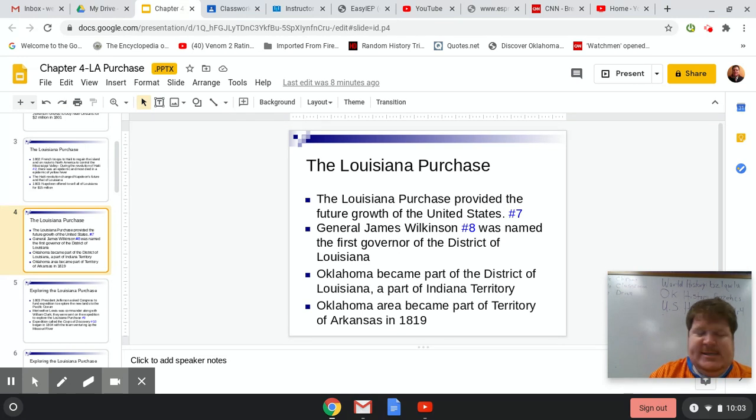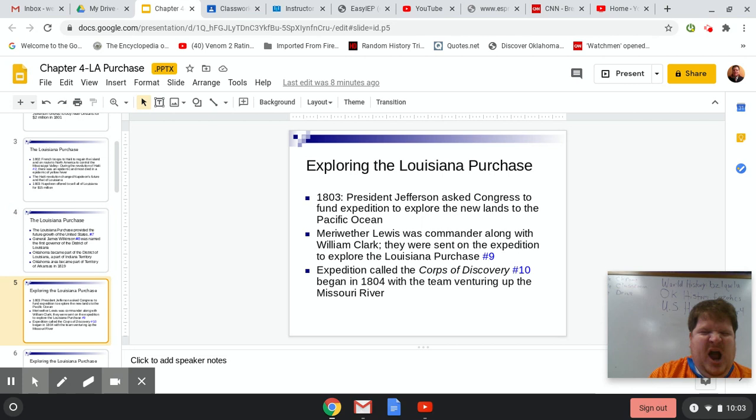But St. Louis is the capital of Louisiana. All right, so number 9 is right here. The expedition to explore the Louisiana Purchase, and then number 10 is right there, Corps of Discovery. So this is such a vast land that we've just inherited. So in 1803, Thomas Jefferson is wanting to explore this land.